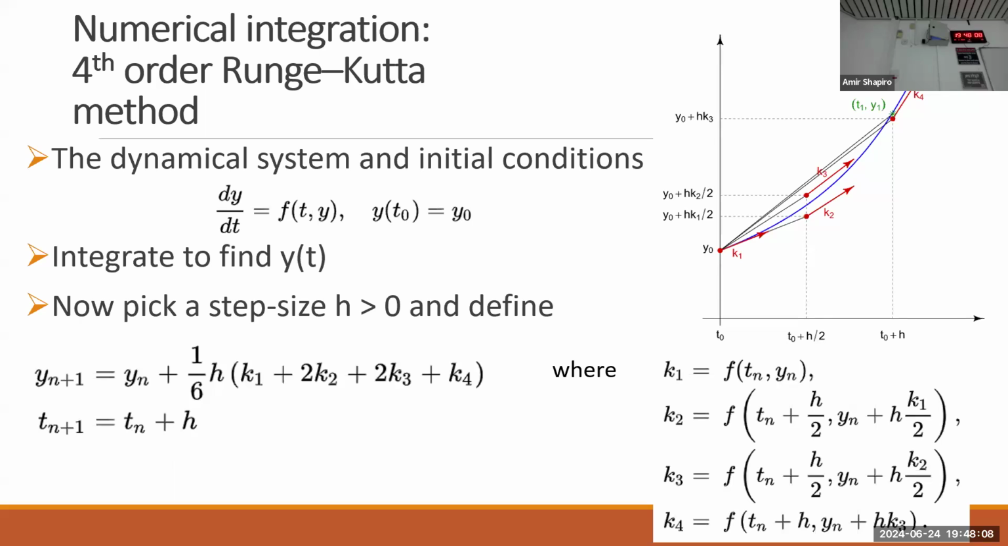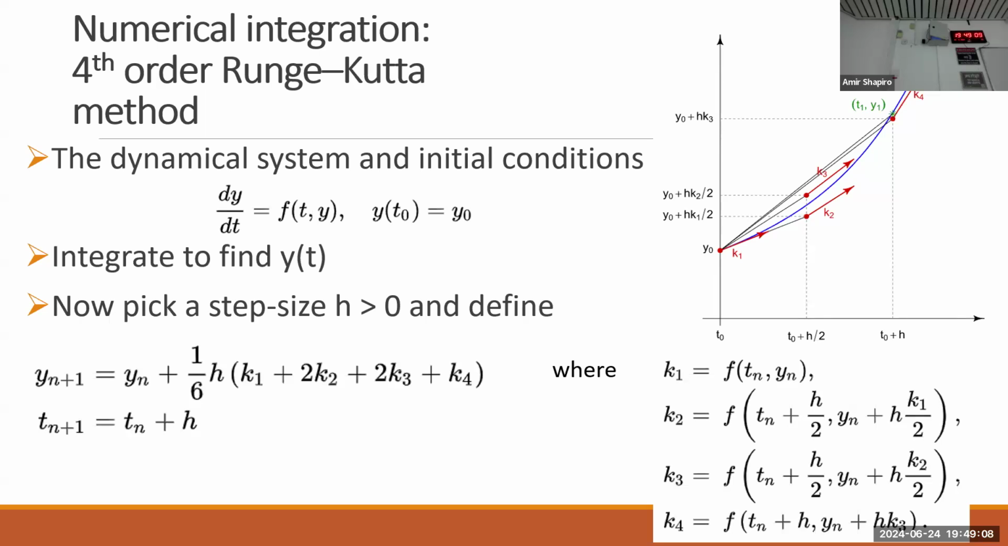And k1 is f at t_n, y_n. This is k1, actually the tangent to the curve. K1 is f at the beginning. K2 is f at another step, and K3 is f at another step of y. And K4 is f at t_{n+1}, y_{n+1}, and another step. And this takes the approximation of all of this.